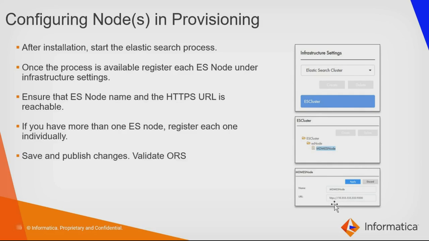As you can notice, it is an HTTPS URL, a secure communication. If we have multiple nodes in the Elasticsearch cluster, we can just add them one by one, followed by the node name and the URL. Once all these configurations are done, you can save and publish the changes, followed by validating the ORS.